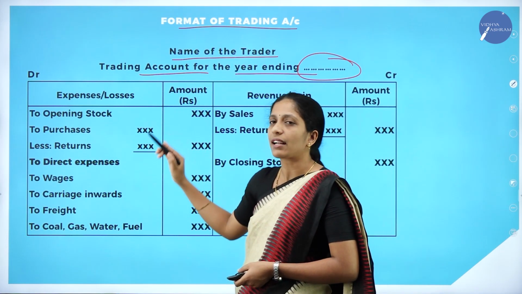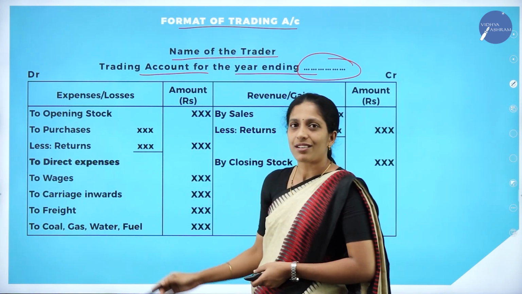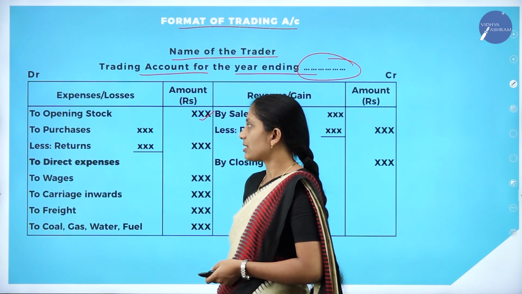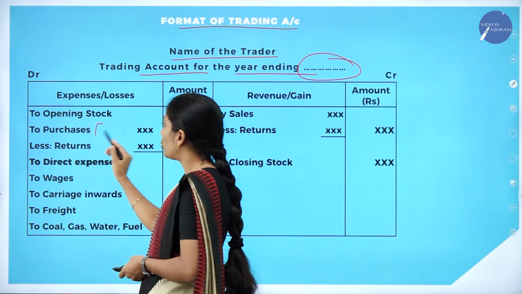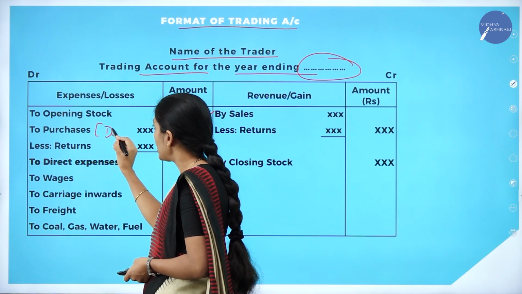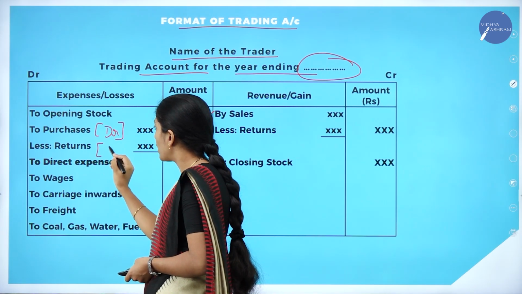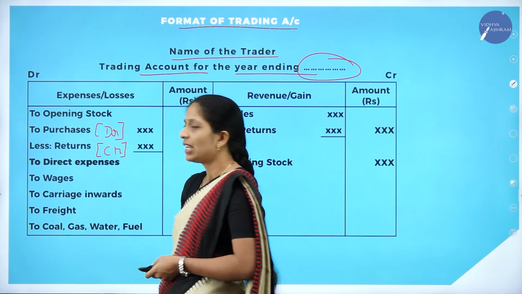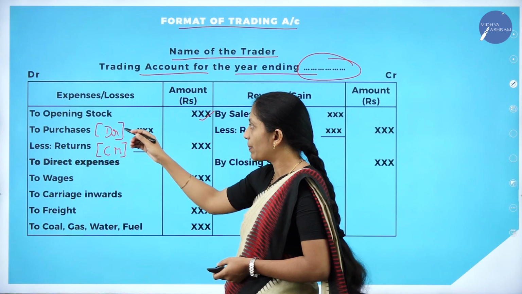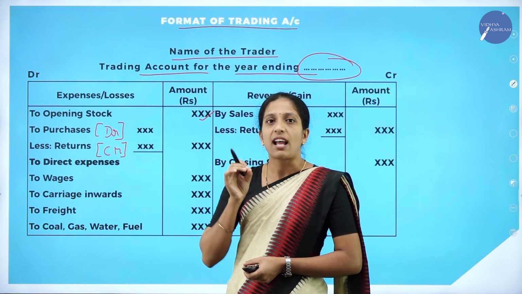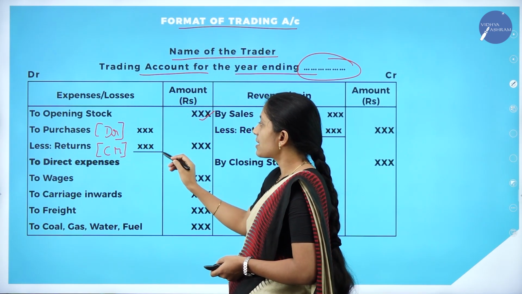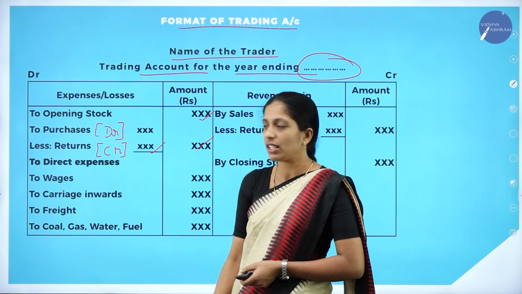This would be the exact format of your trading account where you will start from the debit side with opening stock, next purchase minus returns. Normally they'll give you a trial balance in your question. So purchases amount will be in the debit side and purchase returns amount will be in the credit side. So this you have to be careful. The amount which is given in the trial balance in the debit side, that will be purchase, and the amount which is given in the credit side, that will be purchase return. So purchases less returns, we'll write the amount in the outer column.